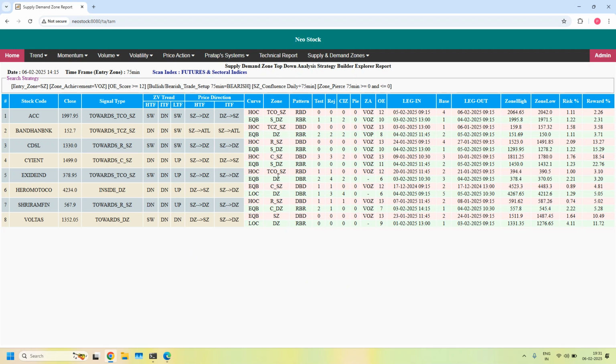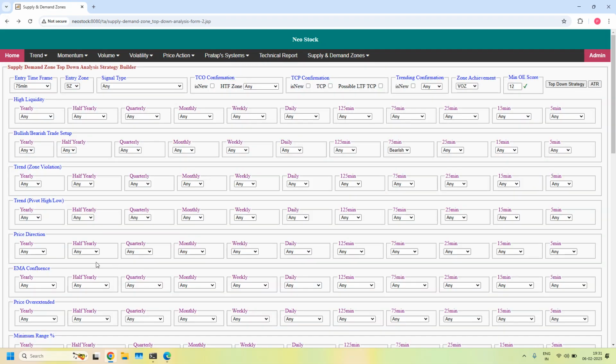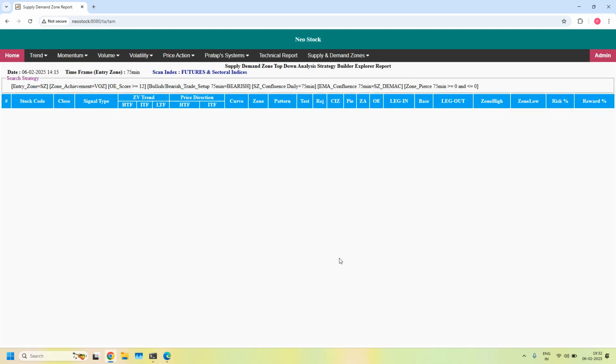If that is the case, these 75-minute supply zones are even more high probability trade setup supported zones. Let's verify. In the EMA confluence at 75 minutes time frame, I am setting the filter 75-minute supply zone having daily EMA confluence. With this filter, we did not get any stocks.